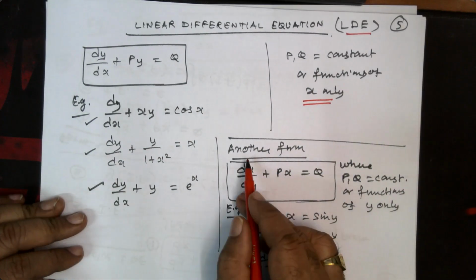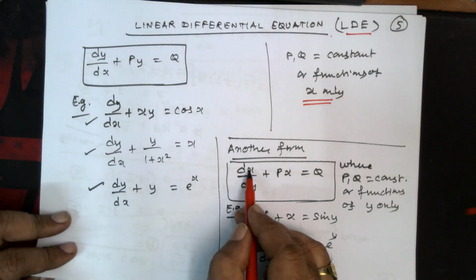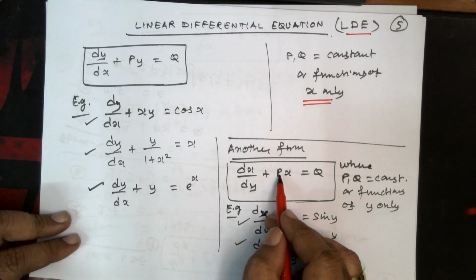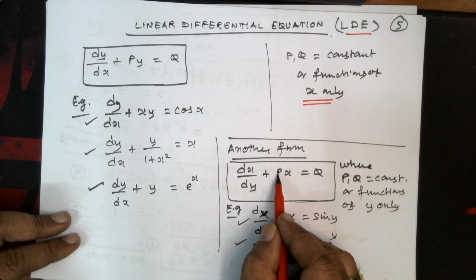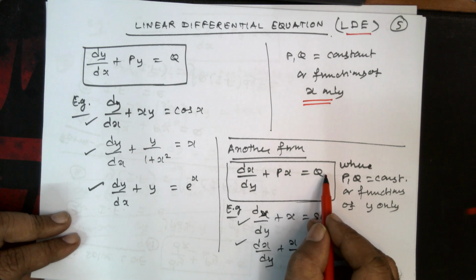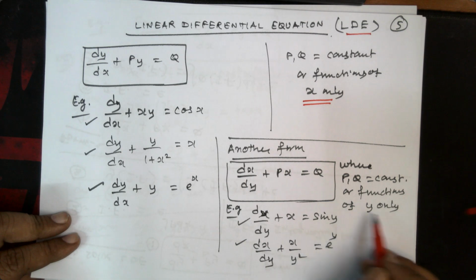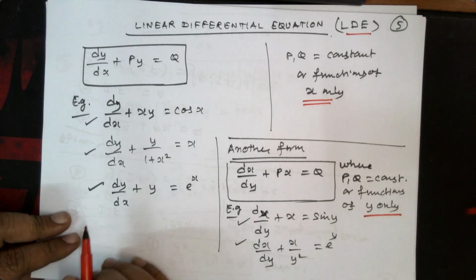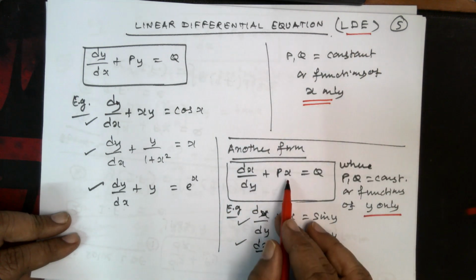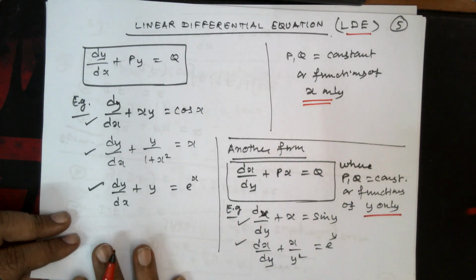Now let us have another form, that is dx by dy. Here dx by dy plus px is equal to q. This p is the coefficient of x. Now p and q are constants or functions of y only. In the earlier case they are functions of x or constants, whereas here they are functions of y or constants. Are you able to understand?